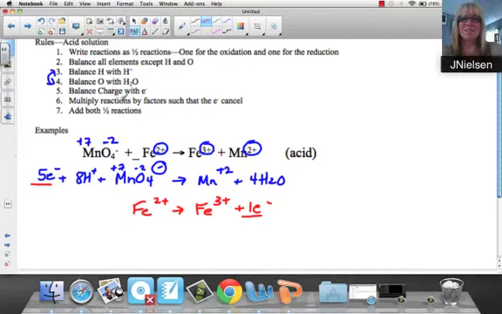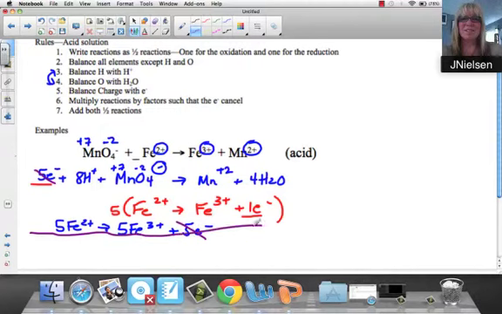Multiply reactions by factors that cancel e-. I'm going to multiply this whole reaction by 5. I'll rewrite it down here in blue. It's going to give me 5Fe2+ going to 5Fe3+ plus 5 electrons. Let's cancel what we can cancel. Electrons cancel. Nothing else can cancel out. I have no other like terms. So then I can just write my final reaction.